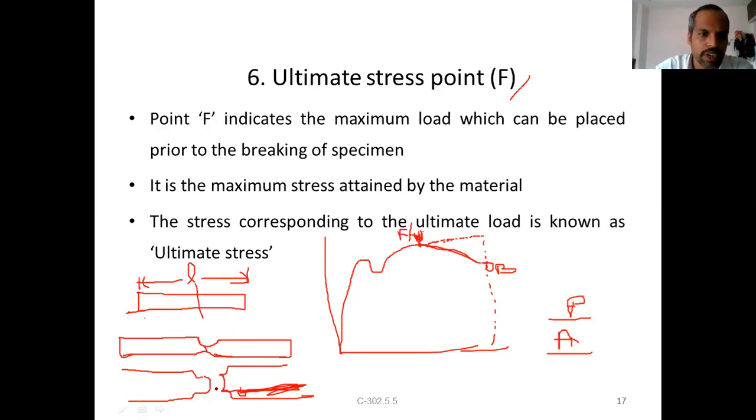Whereas this second one is going upward. If we take this area, it is the reduced neck area instead of the original area. If you take this reduced area, then obviously the denominator will be lower. This is nothing but your stress. Stress is inversely proportional to area. The more the area, the lesser the stress. The lesser the area, the more the stress.